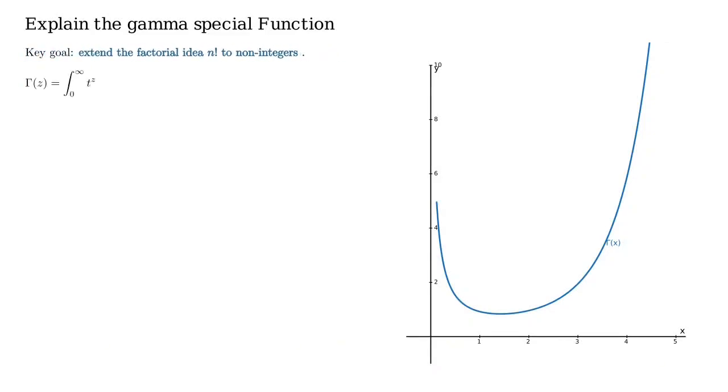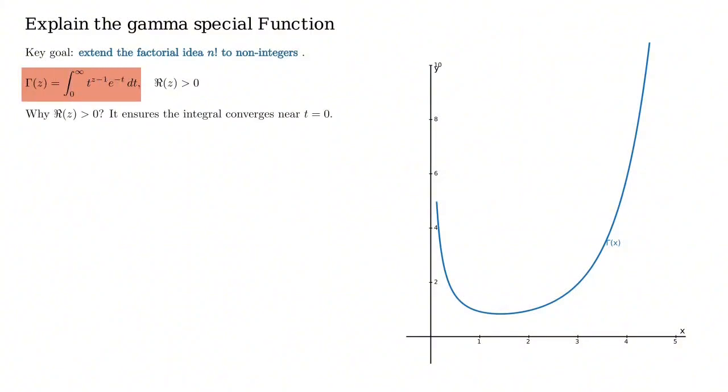Here is the standard definition. You can think of it as a carefully designed area under a curve. The exponential part forces the far right tail to die off, and the power part controls what happens near zero. This integral is the definition of the gamma function.